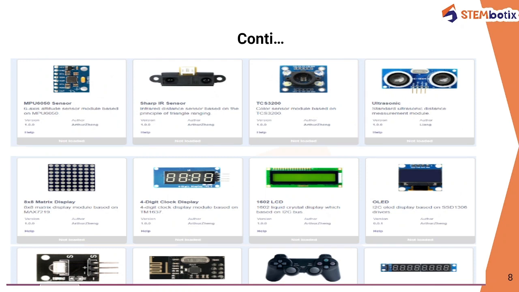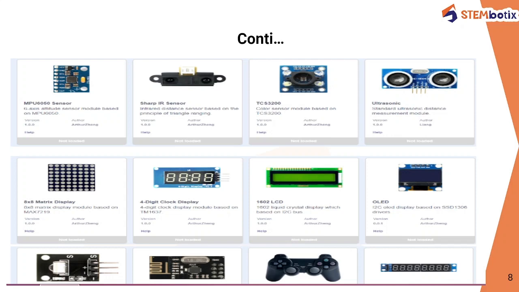Let's see some other modules which are available as an extension in our Blockzy software. So here you can see an MPU6050 sensor. It's nothing but a 6-axis attitude sensor module based on the MPU6050, where we need measurement or sensing of six axes. We can add this module to our microcontroller and write our code by adding this extension in our Blockzy software.